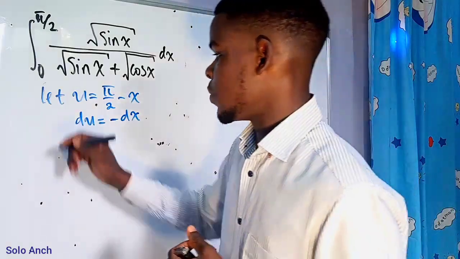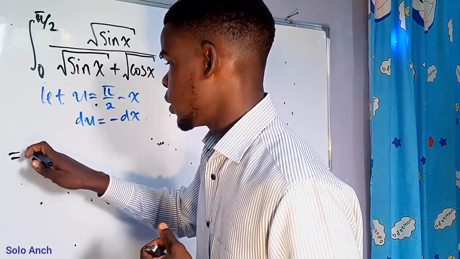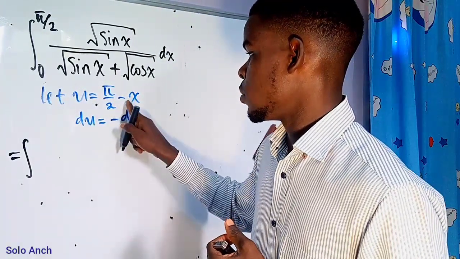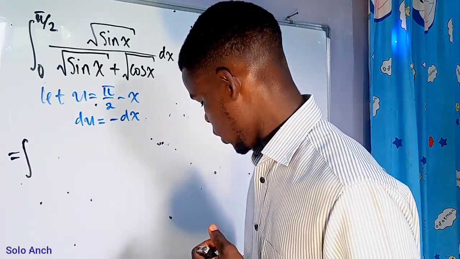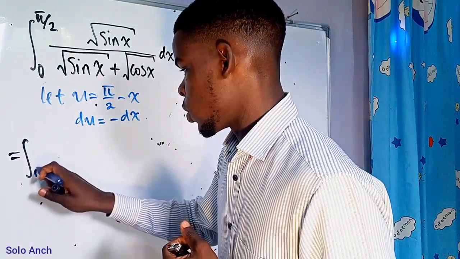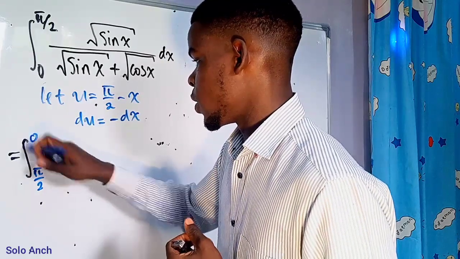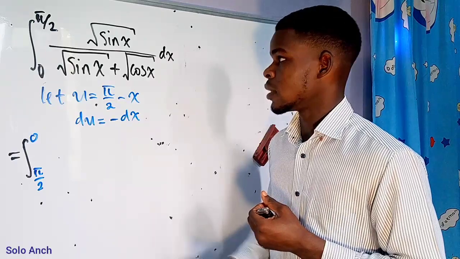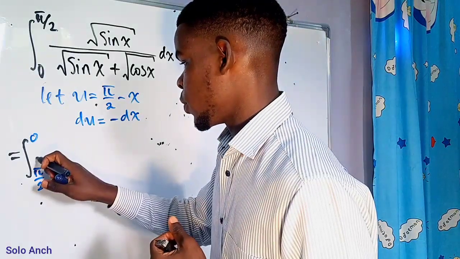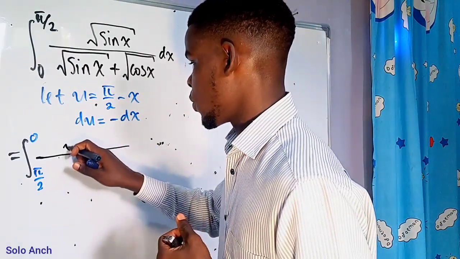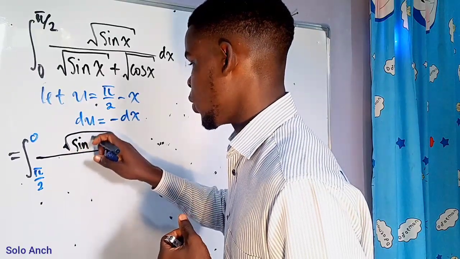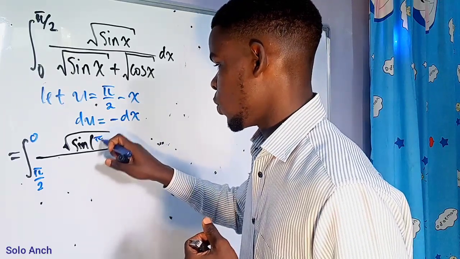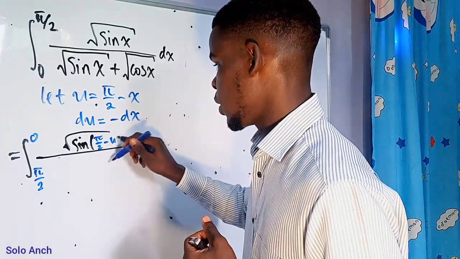Okay, so let's see. This will become the integral. Well, when x is 0, u will be pi over 2. And when x is pi over 2, u will be 0. Then we have the square root of sine of x here. That will become the square root of sine of x. You notice that since u is pi over 2 minus x, x will be pi over 2 minus u, right? So we put it here.